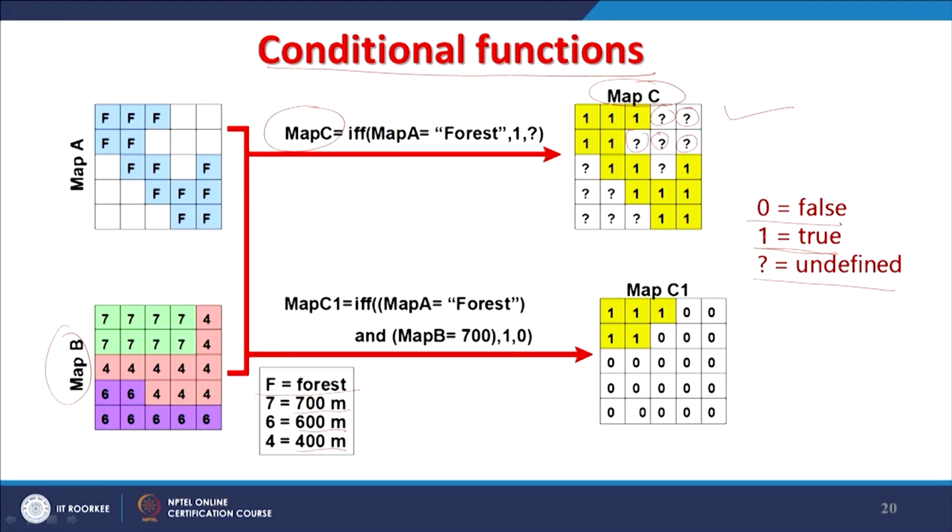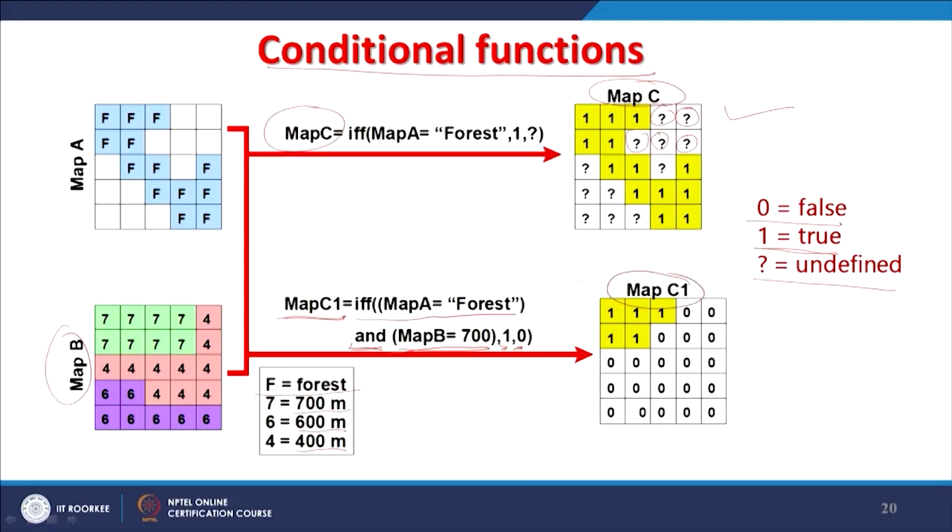Now, in another example, the condition is that for map C1 output, map A equal to forest, the same condition as in the above example. However, one more operator has come, that is intersection, and map B equal to 700. So, if these two conditions are satisfied, then true, otherwise false. If any one is not satisfied, it would be false.